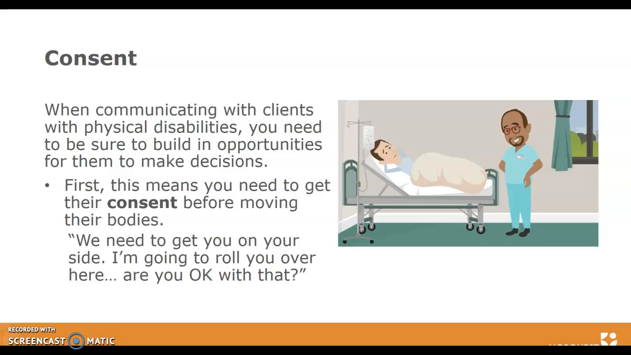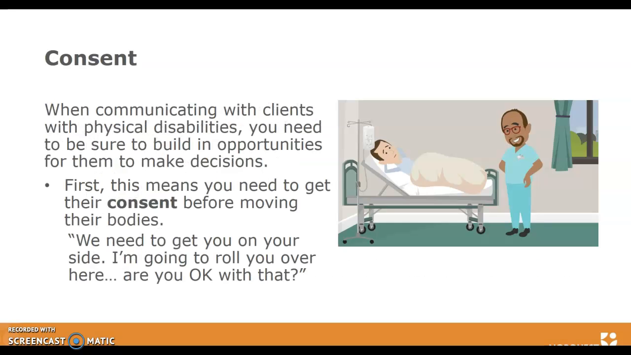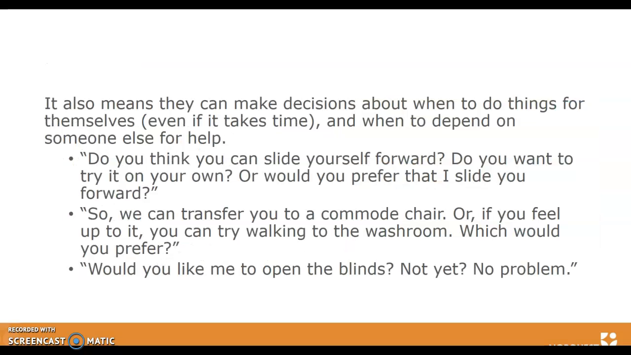We need to get you on your side. I'm going to roll you over here. Are you okay with that? It also means they can make decisions about when to do things for themselves, even if it takes time, and when to depend on someone else for help.